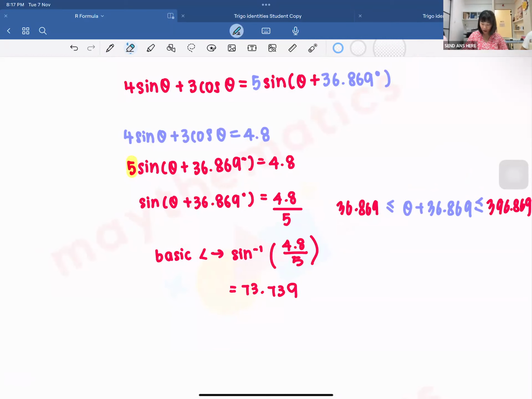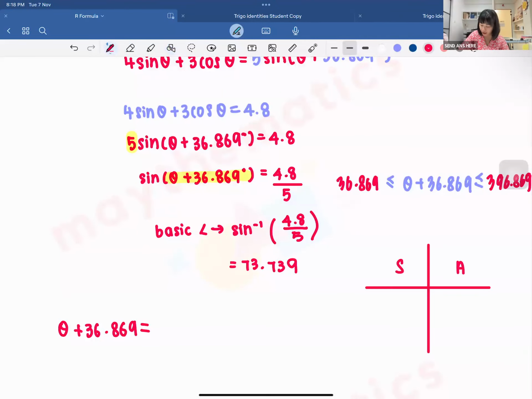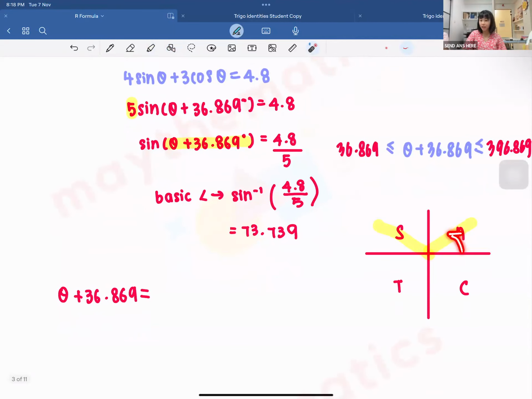Then now we start doing already. Get out this theta plus 36.869 equal to. Remember, solving always must look at your quadrant, ASTC. Can you see this is positive? If it's positive, which quadrant? Which quadrant for sine? Yes, A and S. Now if it's A, isn't the angle just your basic angle of 73.739? So equals to 73.739. This is the basic angle right here.